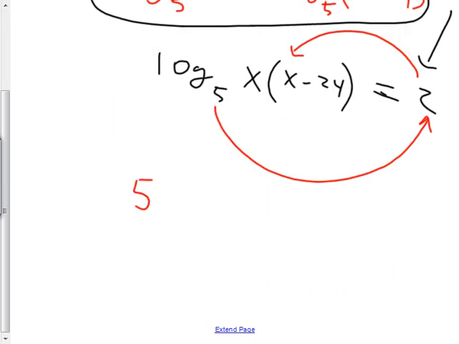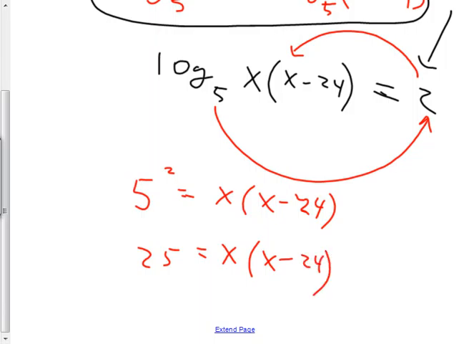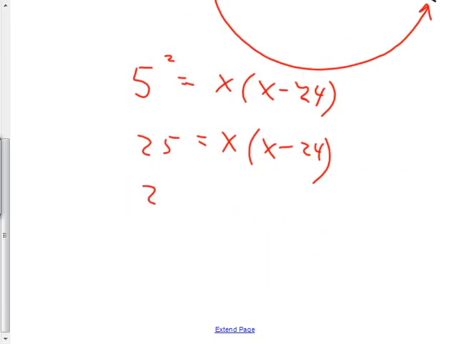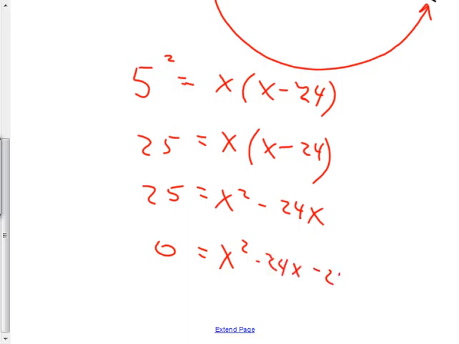So it's 5 to the second equals x times x minus 24. It's a weird looking 2, but it's a 2. 5 squared is 25 equals x times x minus 24. And then I'm going to go 25 equals x squared minus 24x. You understand where I'm going with this? And then I say equals, what am I doing? Minus 24x minus 25.